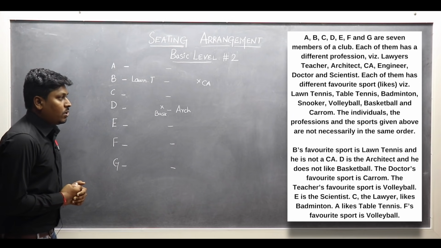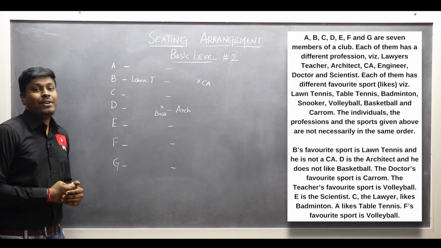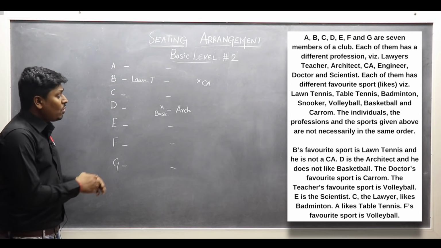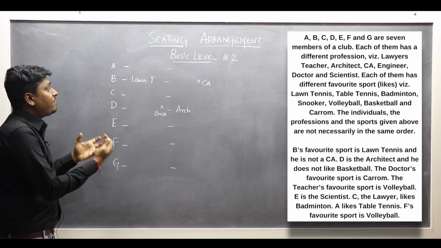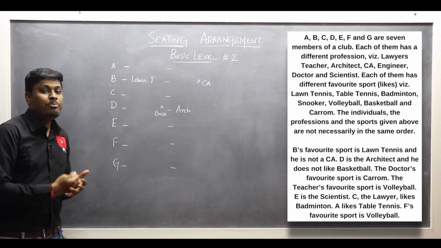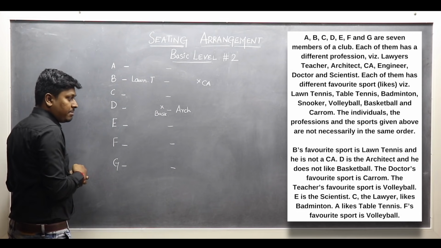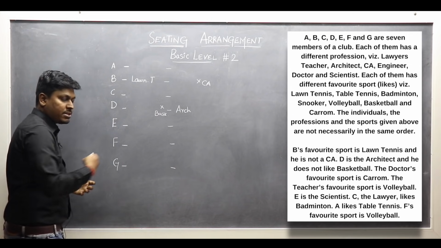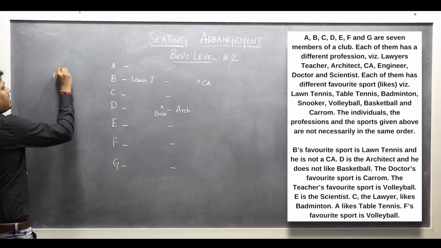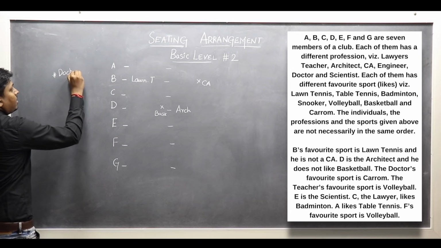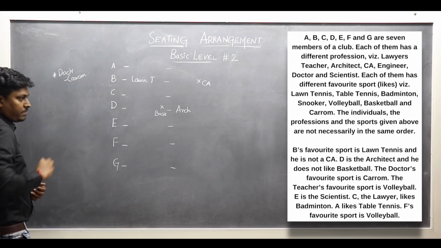Next point, the doctor's favorite sport is carom. But we don't know who likes carom and who is a doctor. If we go with possibilities, we will get many possible diagrams. I can fix carom and doctor here, one possible, but there are many. So just take a small note: the person who is a doctor likes the game carom. Note number 1.